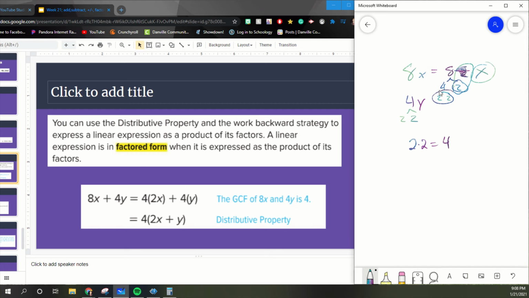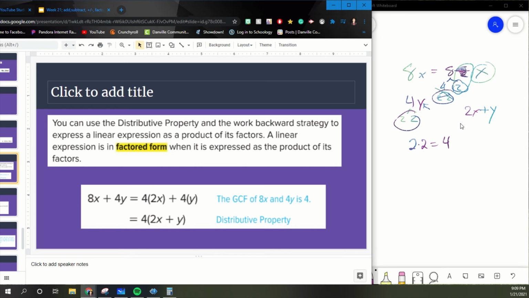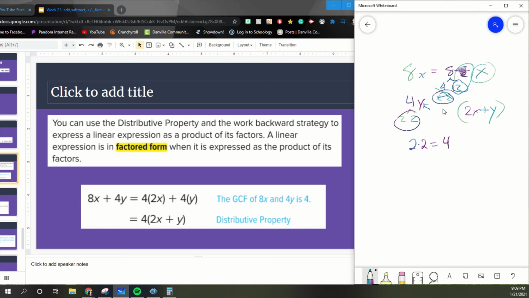So when I pull out this 4, I'm left with 2x. When I pull out this 4, I'm left with this y. So we still have 2x plus y, as you see here, but we also pulled out that 4. It's also helpful to think of it as just dividing both of them by 4. You're dividing them both by their greatest common factor.